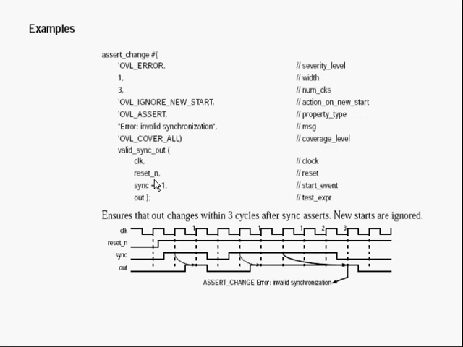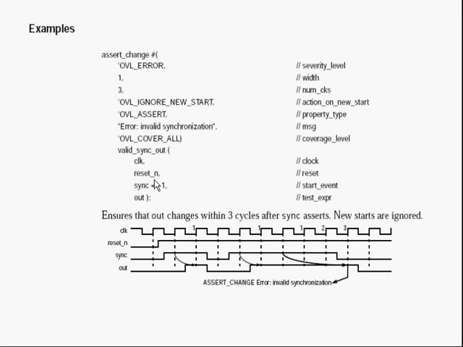So we'll see the example, we'll get a clearer picture. Look at here, as usual these are all parameter overrides. Here we are overriding the width as 1 and the number of clock cycles as 3. Then action on new start: what to do on a new start? Ignore that new start. The property type is ovl assert, and error, coverage, all these things. Next, this is the module instance name, valid sync out. Clock and reset are the global signals, and sync is equal to one is the start event. During that time the test expression should occur, right?